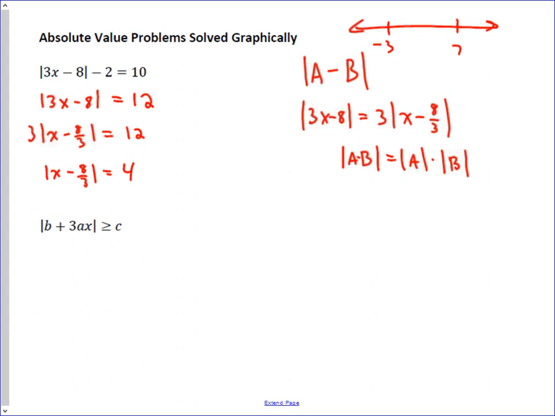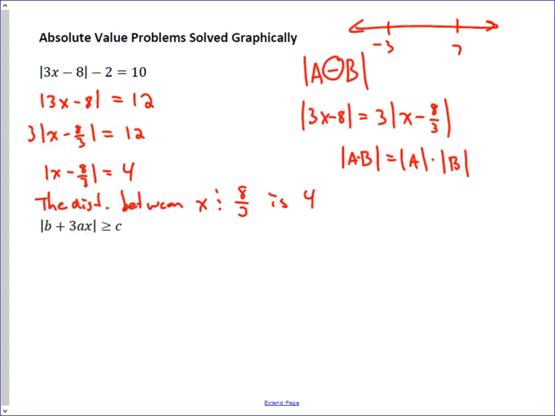And the graphical solution is the distance between x, what we want to know, and now notice the minus here. So if I do -8/3, that means I'm talking about the point 8/3 on the number line. So the distance between x and 8/3 is 4. If you wanted to actually calculate what that is, you'd take 8/3 and add 4, which would give you 6 2/3, or you would subtract 4, which would give you -1 1/3.